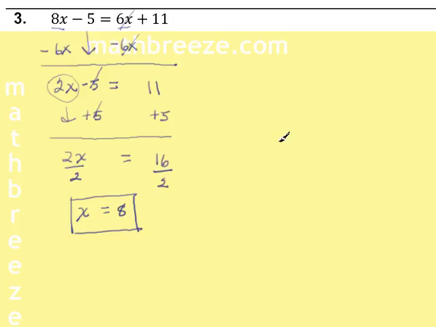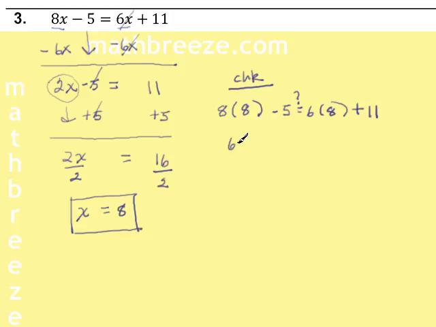Now let me mention that we can always check our solution by substituting back in. So let's do a check in this case. So we're going to substitute in an 8 instead of x here and here. So we have 8 times 8, that's what we're substituting in, subtract 5, is equal to 6 times 8 plus 11. And I'm going to put a little question mark here because we want to check whether or not that's true.